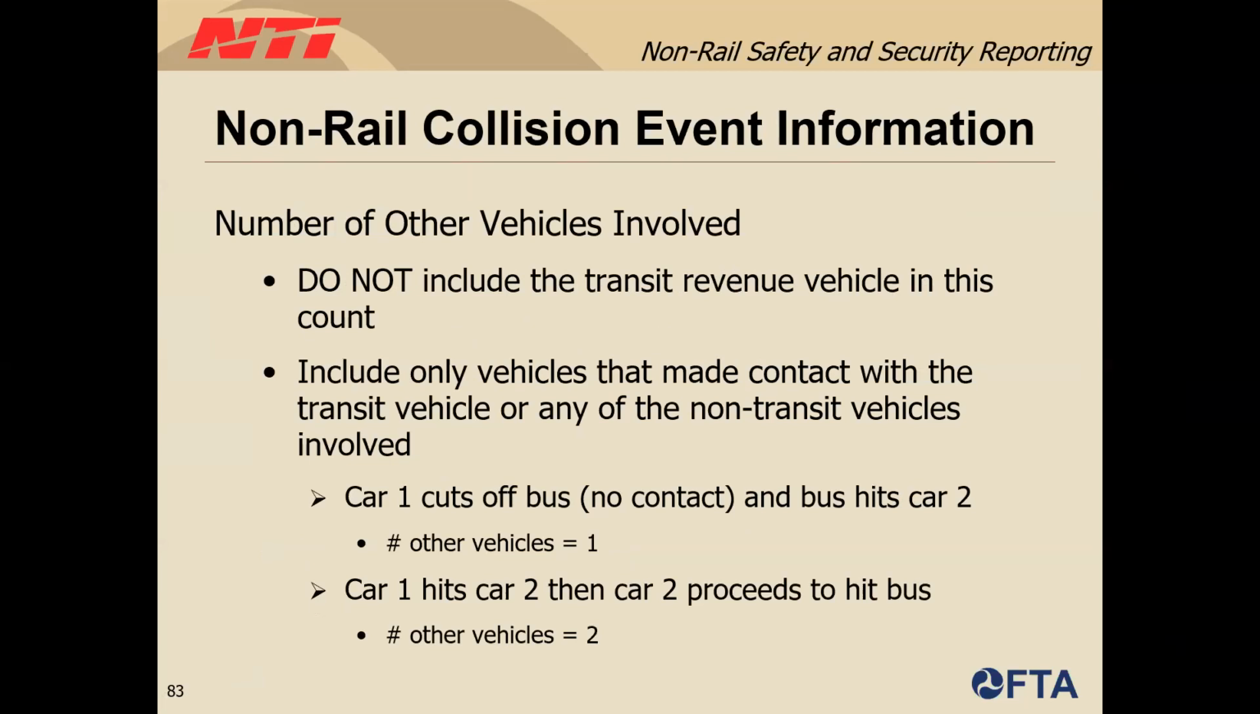If car 1 cuts off a bus, but no contact is made, and the bus goes on to hit car 2, the number of other vehicles to report is 1 because only car 2 had contact with the bus. Another example is when car 1 hits car 2, then car 2 hits the bus. The number of other vehicles to report is 2. Again, both car 1 and car 2 had contact.